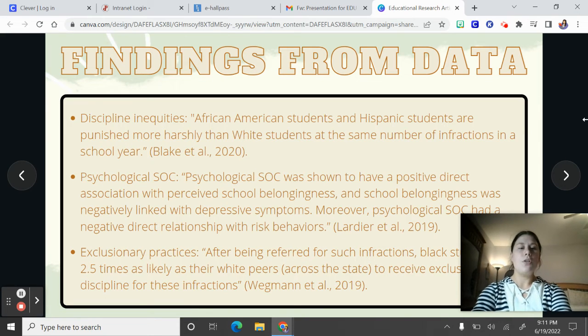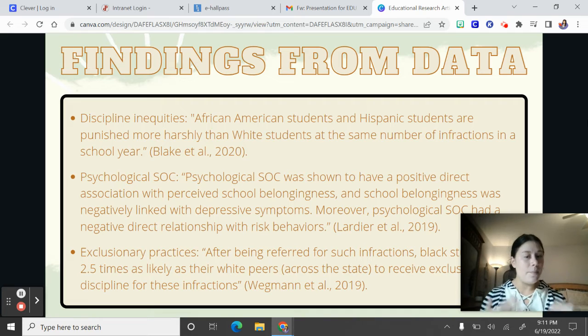Findings from data. So, discipline inequities. I put this right at the top. This is why I wanted to conduct this research study. So, here is a piece of information from one of the articles. African American students and Hispanic students are punished more harshly than white students at the same number of infractions in a school year. I thought that was a really interesting piece of information. Even if the same infraction or same number of infractions are done by Black and white students, Black students are punished more harshly, given longer discipline consequences or straight to exclusionary practices.